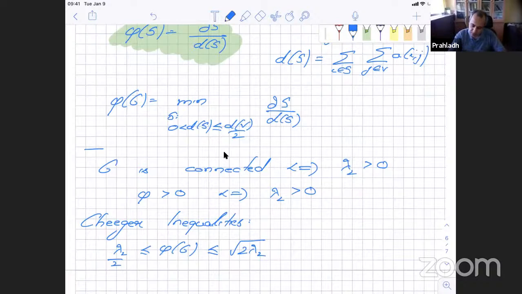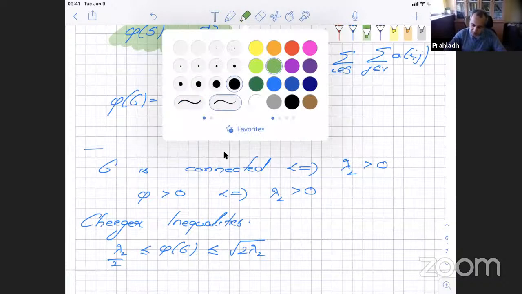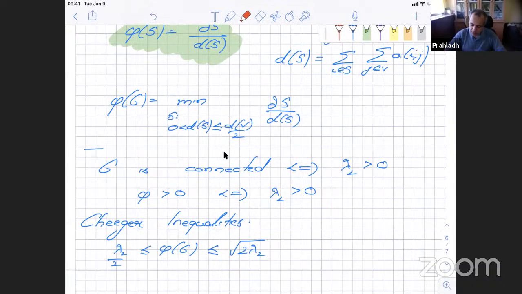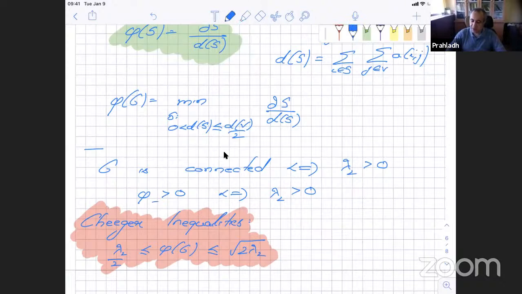It's very important. This one, let me actually give it a completely different color. These are what are called the Cheeger inequalities. So it's in some sense a strengthening of the previous statement. The previous statement says if lambda 2 is non-zero, phi is non-zero. And this tells you not only that, if lambda 2 is small, phi is small. If lambda 2 is large, phi is large. And it's a quantitative version of the previous statement.